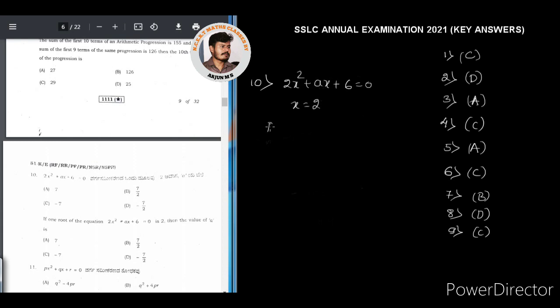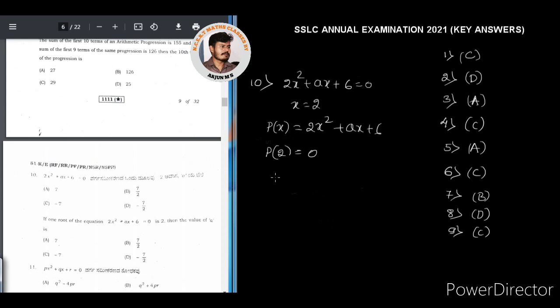We know that, let us consider this quadratic equation as p of x, 2x square plus ax plus 6, right? If the given value is a root of a quadratic equation, then if you substitute that root into the variable, the entire quadratic expression will become 0. So that's why p of 2 is equal to 0.